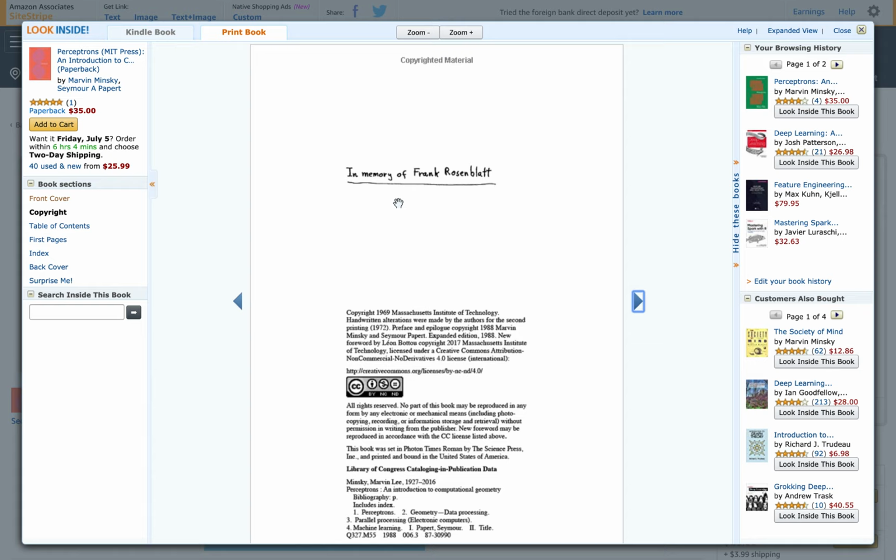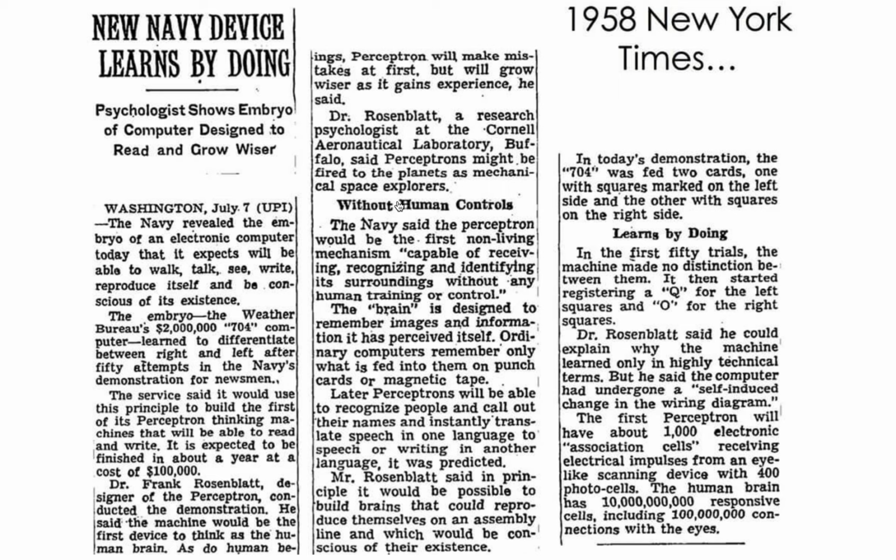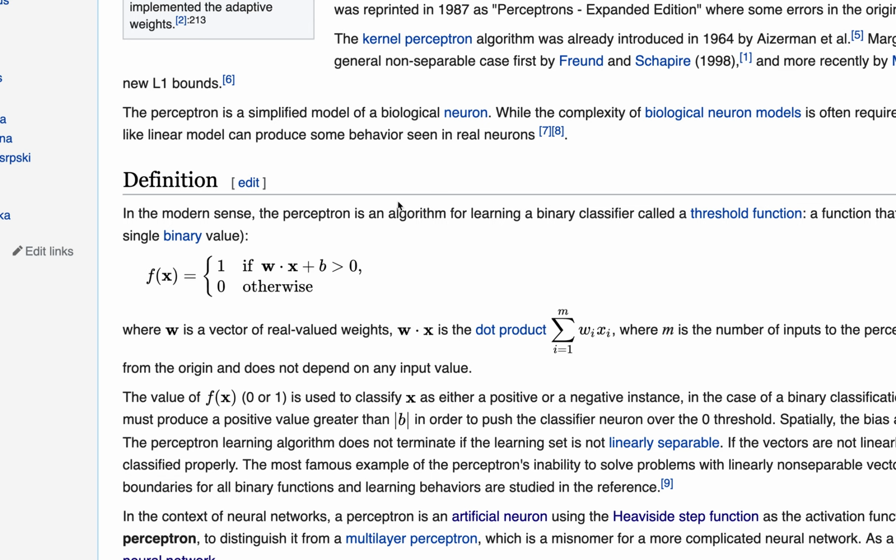So yeah, Rosenblatt did that. But it's also interesting that if we go back to this equation, once you have it in mathematical form, it becomes quite obvious that while it can recognize some patterns, it won't be able to recognize all the patterns.